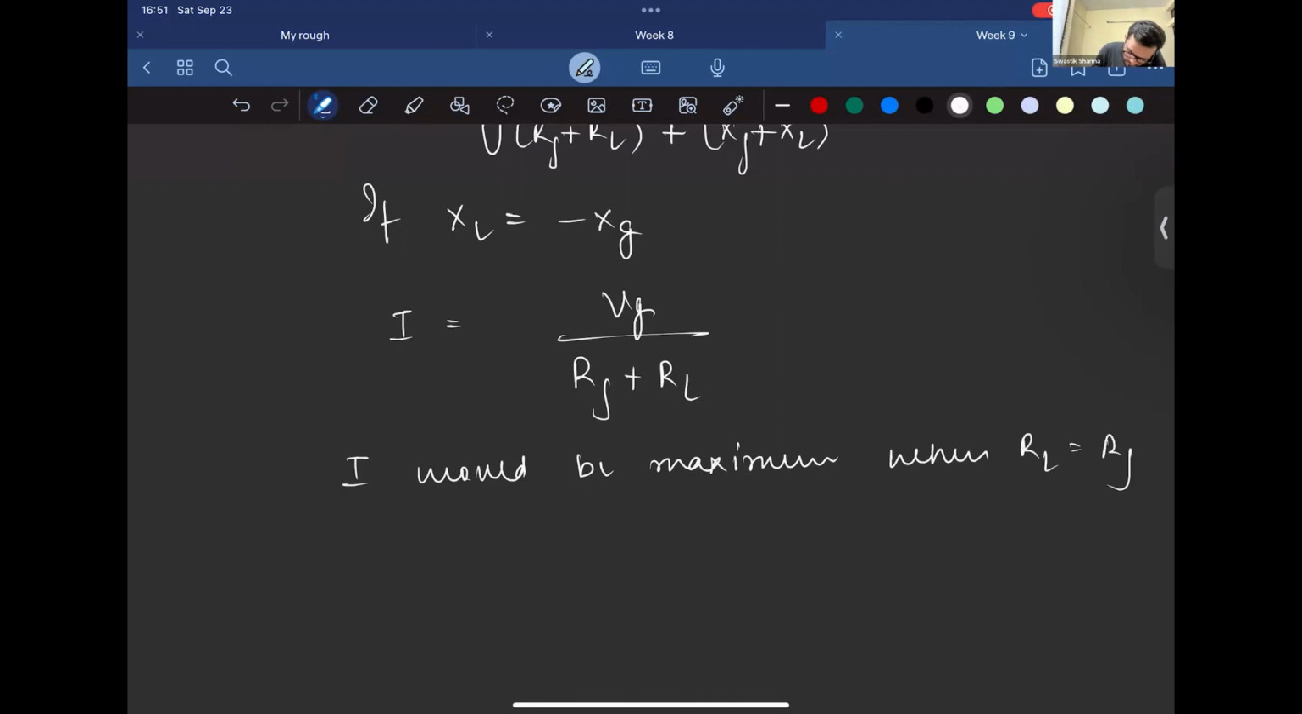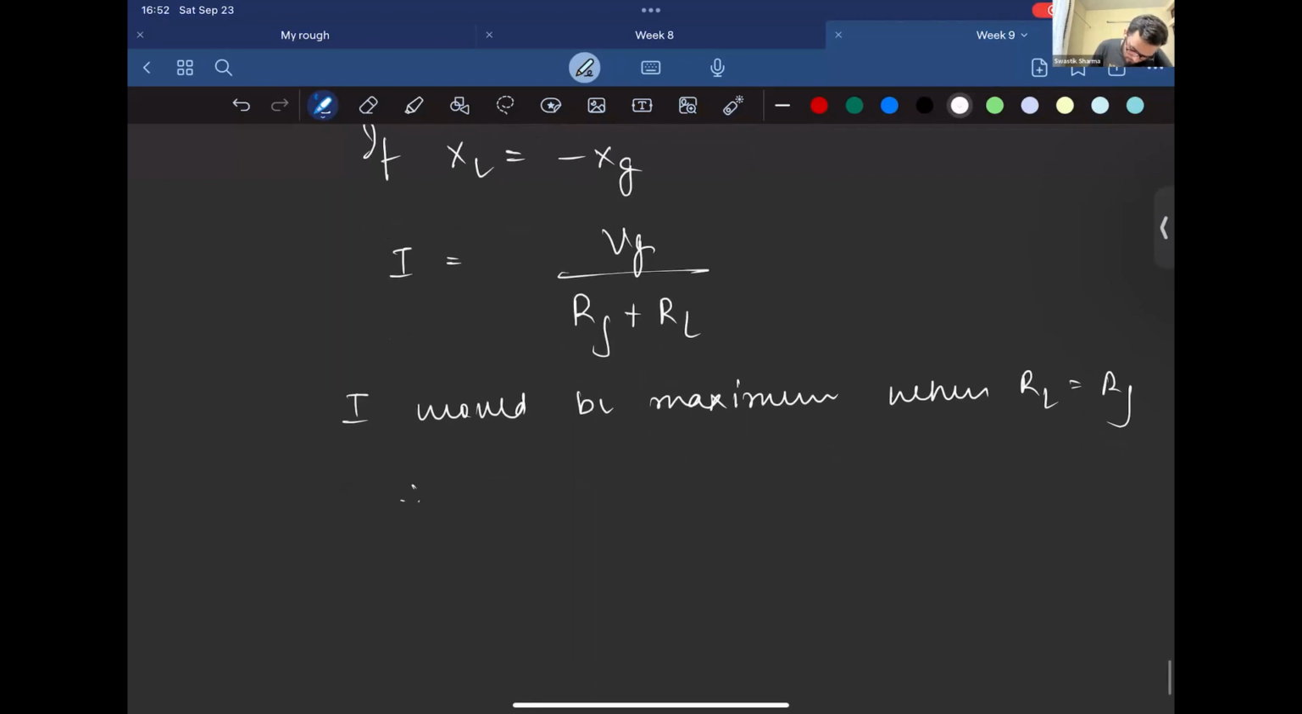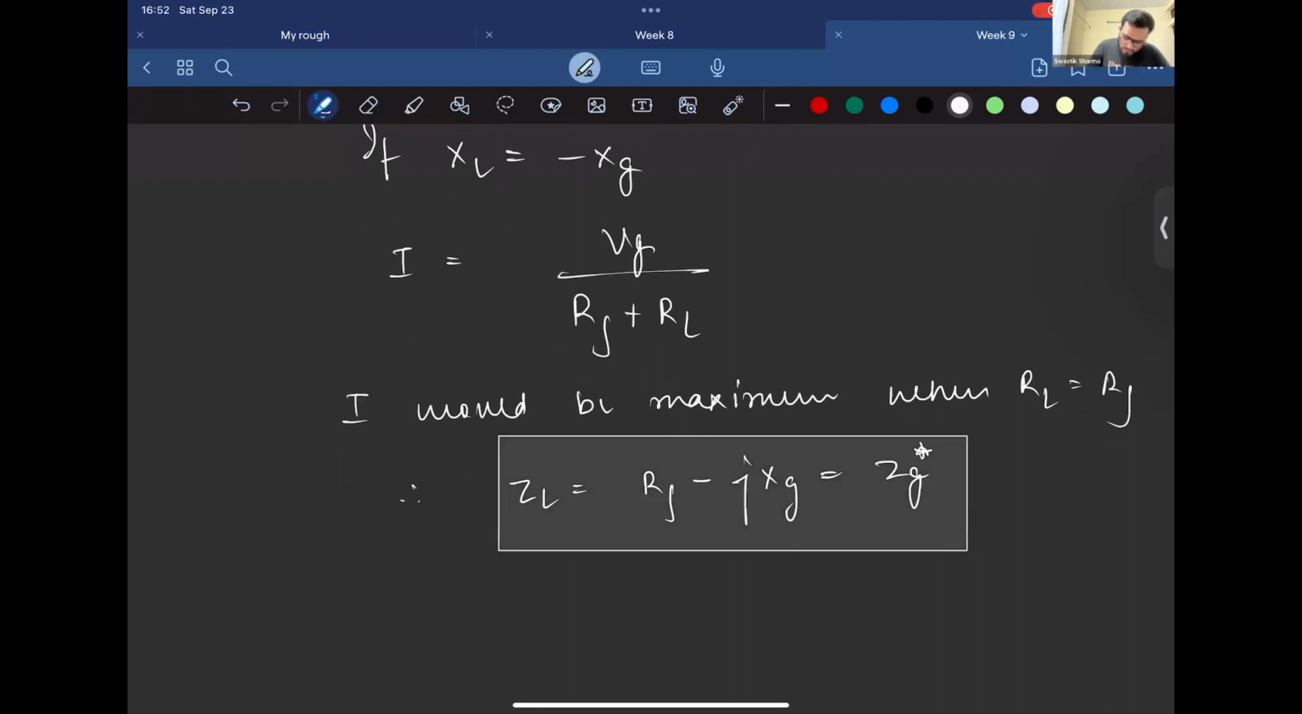You can solve it in full. The same thing you'll get. So you can go ahead and do that. But if you don't, this is an easy way to know because you already know from previous analysis that when the load resistance is equal to the source resistance, our power is maximum. So therefore, our ZL will look like RG minus jXG, which is nothing but the conjugate of ZG. So any trouble, Renessa?